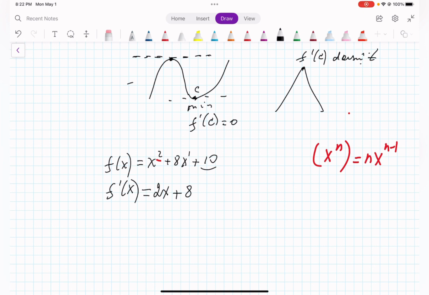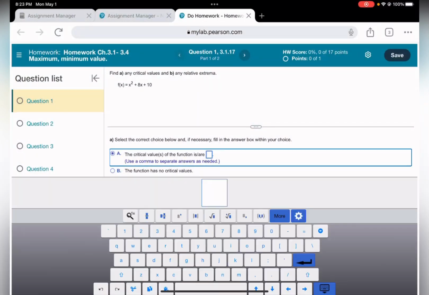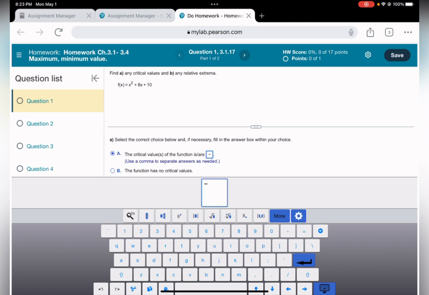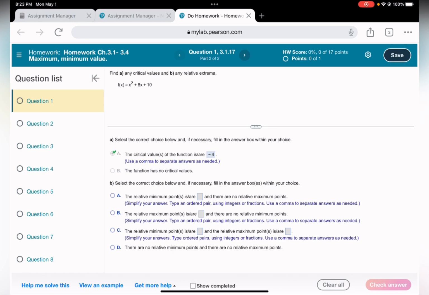So we found the derivative. Now we need to find the critical value. We need to set it equal to 0. 2x plus 8 is equal 0. From here, 2x is equal negative 8, and x is equal negative 4. And this is our critical value. So let's put it in there and check it. So negative 4. Bingo.